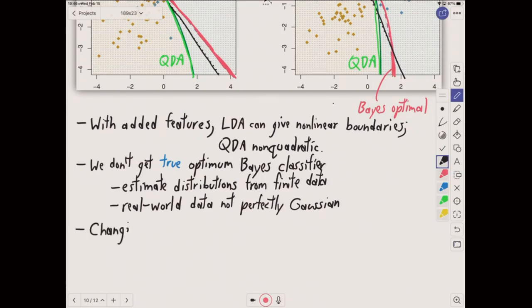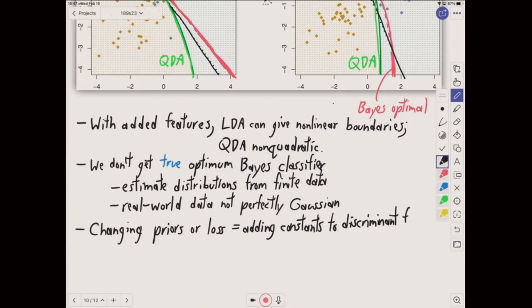And while I don't want to go through the details of this, I do want to point out that when you change the priors of your classes, or when you change the loss function that you apply, essentially that can be interpreted as adding constants to the discriminant functions. And therefore, you're just moving the decision boundary to a different isocontour. So this is very easy to do. Since you're just adding a constant, you can do this post facto. You can train your classifier, and then you can change these constants at the last minute.